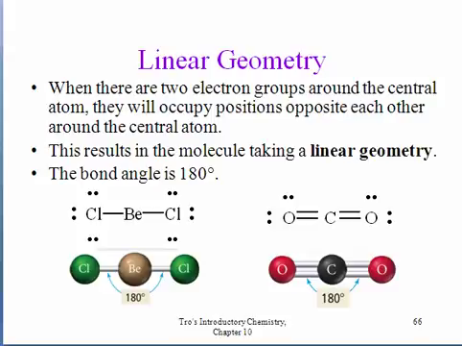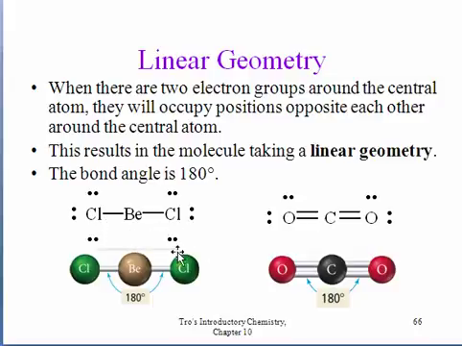So let's look at the simplest geometries. Let's look at linear geometries. Linear geometries occur when we have a central atom with two bonding groups. There must be two bonding groups. And the way these two bonding groups get as far apart from one another as possible is 180 degrees.